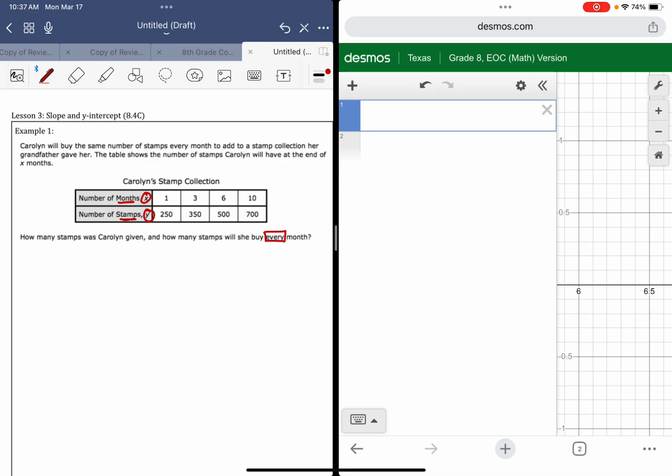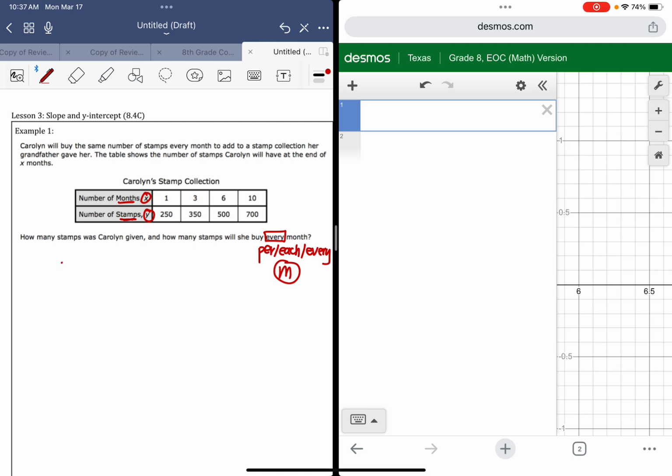In the last video, lesson 2, we talked about per, each, every. Those represent the slope, so M represents the slope. And then Y, we have the number of stamps at the very beginning. That will be the initial amount. At the very beginning, how many stamps does she already have? That will be the y-intercept, B. But in this question, we're only looking for the M, the slope, the number of stamps every month, the unit rate.